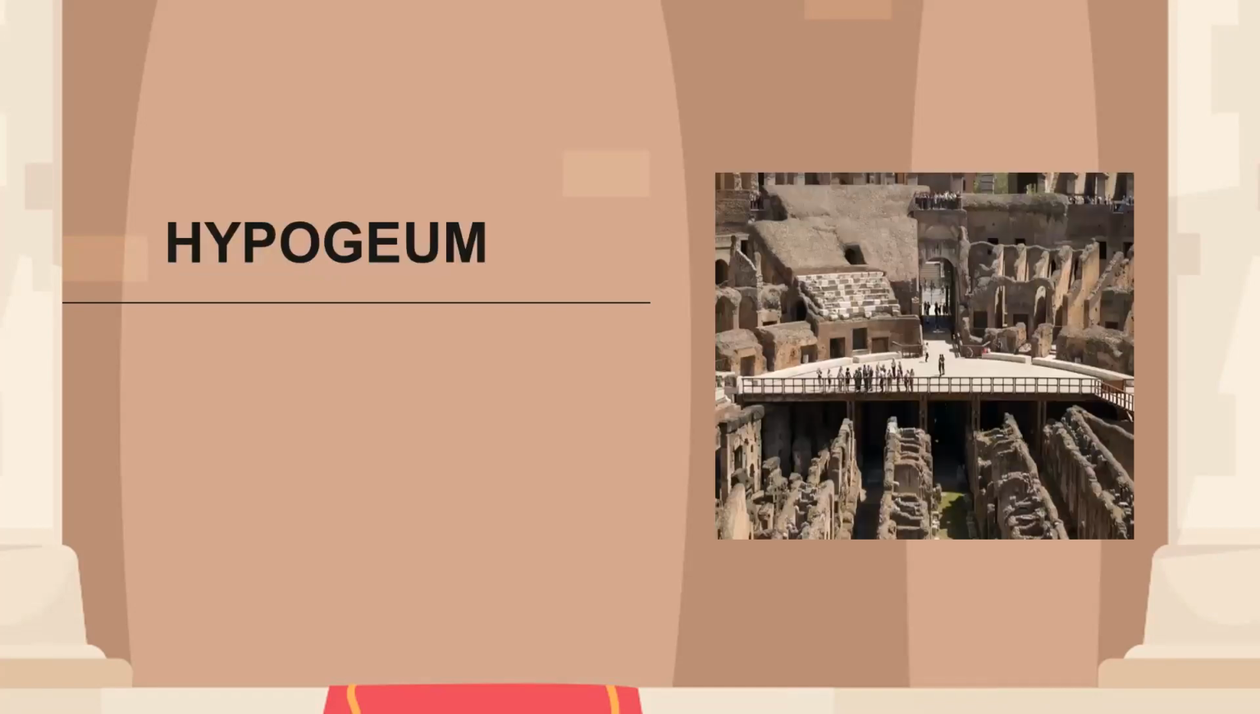The structure consisted of 4 main levels. The ground level, known as the hypogeum, housed a complex system of underground tunnels, passages, and cages where gladiators, animals, and props were kept before the events. It also contained various mechanisms to lift animals and fighters onto the arena floor.